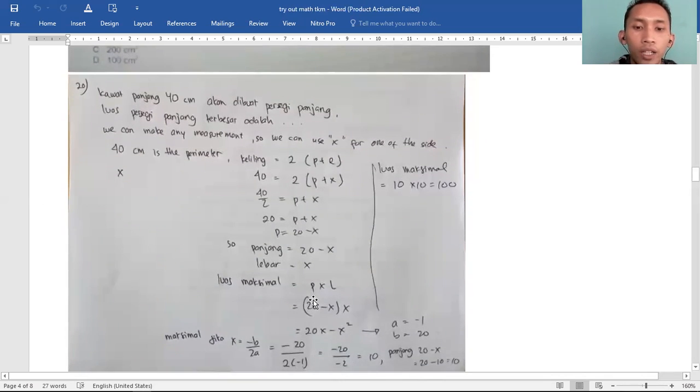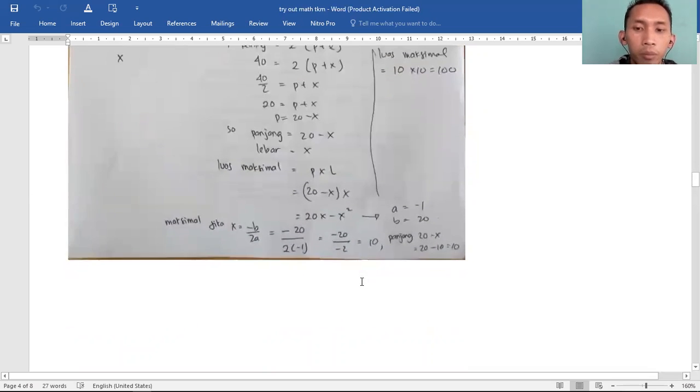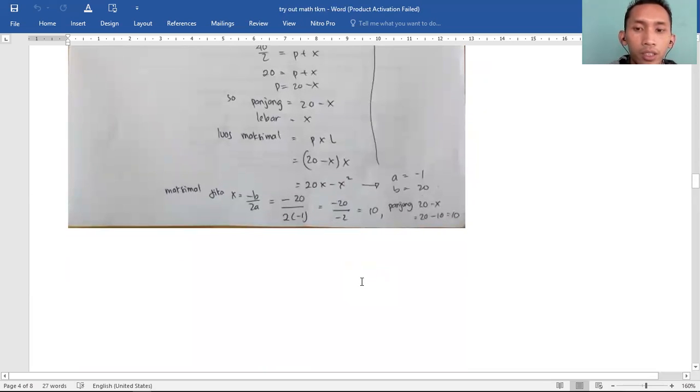And then how to find the maximum area? It is length times width. So 20 minus x times x. So 20x minus x squared. So it becomes a quadratic equation again. Remember, we have a, b, c. A is the coefficient on the x squared and b is the coefficient for x.